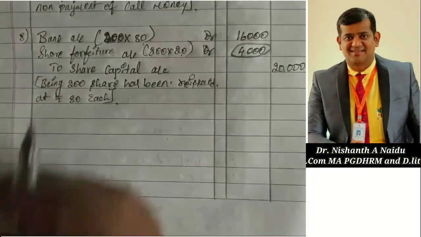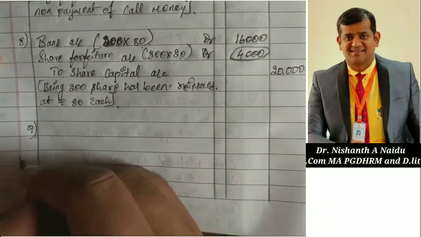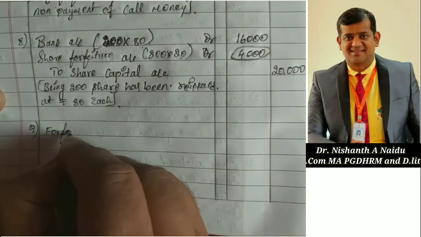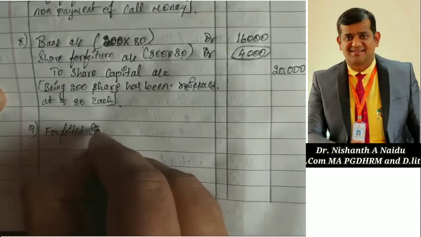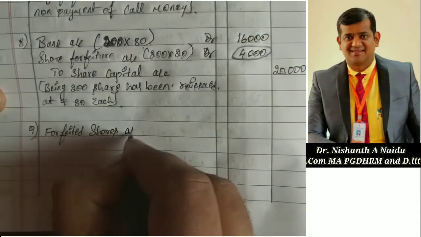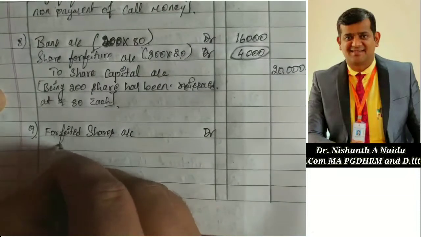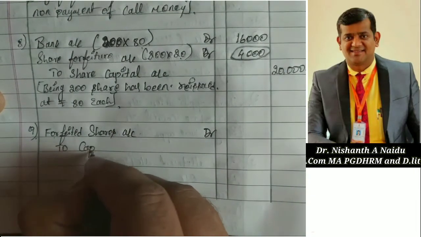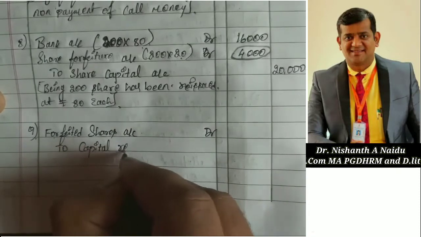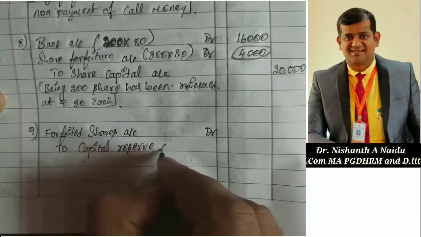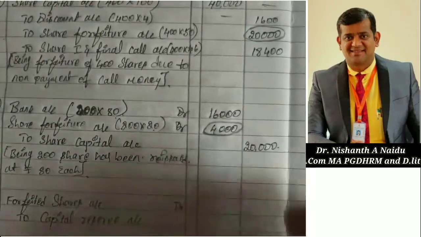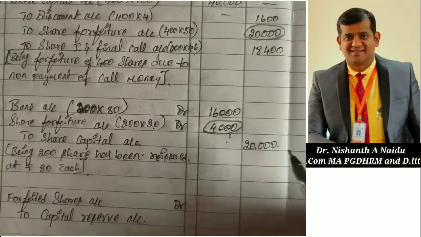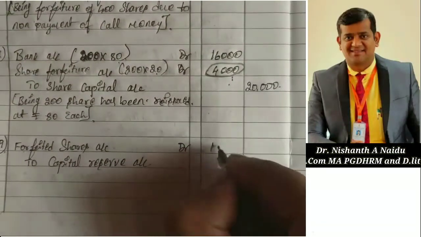So now I am going for the last entry. That is forfeited shares account to capital reserve account. So now deduct this amount from this. So 20,000 minus 4,000, so what is left is 16,000.